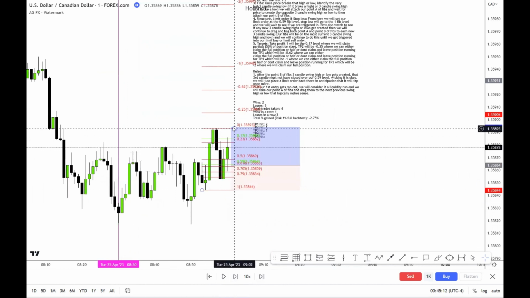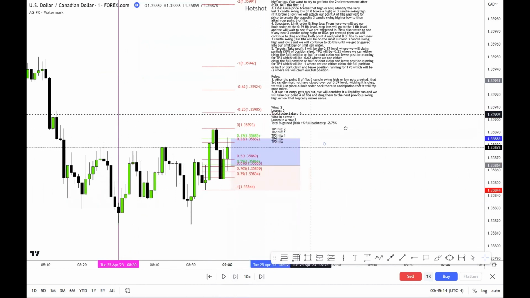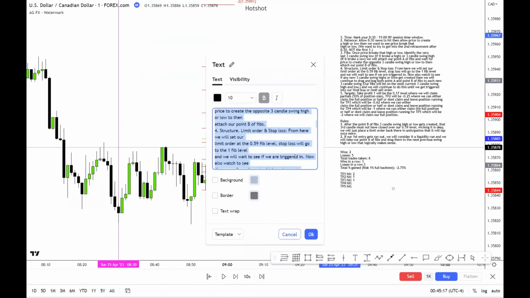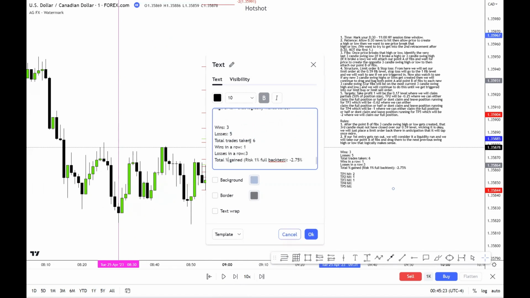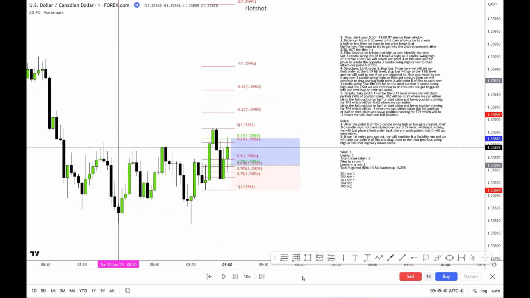Take profit one was hit. We'll claim partials, which is 0.25. So we'll see 3 wins. Total trades taken, that's 8 now. Take profit one got hit 3 times. So we're down 2.25%. Okay, let's see what else gets hit now.